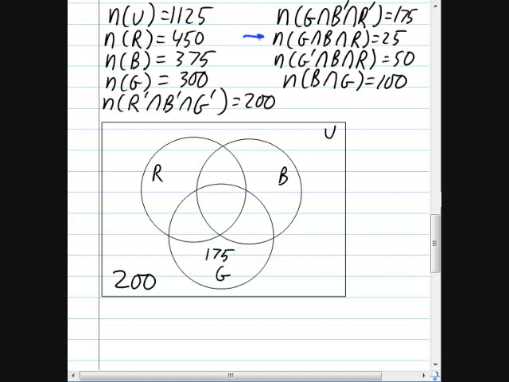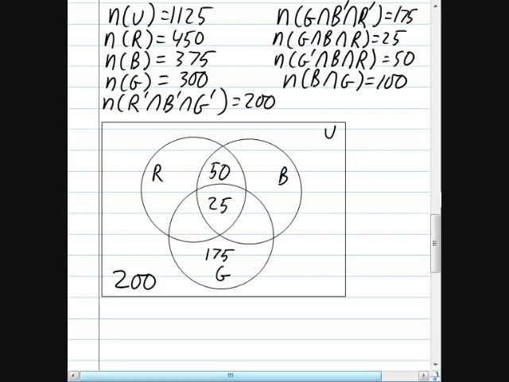Next is this piece of information that says the number of people in the intersection of all three sets is 25. So we have 25 people in this region. Next is this piece of information that tells us that the number of people outside of the set G, but in the intersection of B and R, is 50. So those 50 people belong right here.